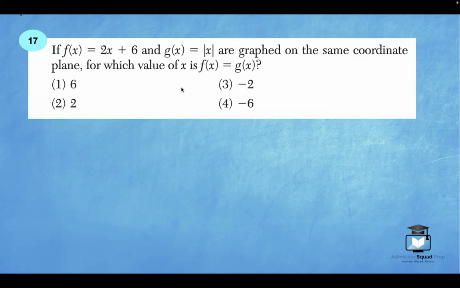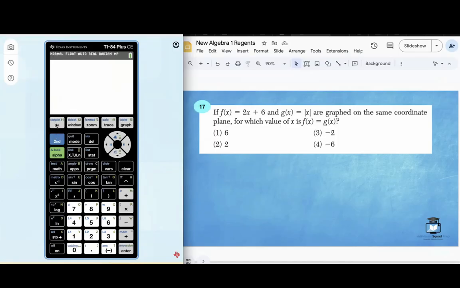Number 17, if f of x equals 2x plus 6 and g of x equals the absolute value of x are graphed on the same coordinate plane, for which value of x is f of x equal to g of x? This is totally a calculator problem. Let's head on over to our calculator. You can go right to y equals and enter both functions. So f of x is 2x plus 6. I'm going to put 2x plus 6 in y1, and then I'm going to come right down to y2.